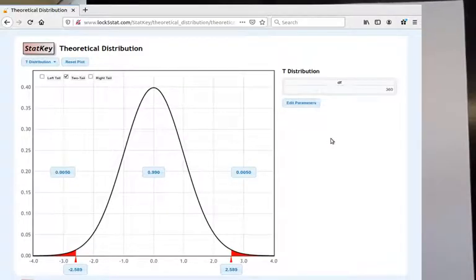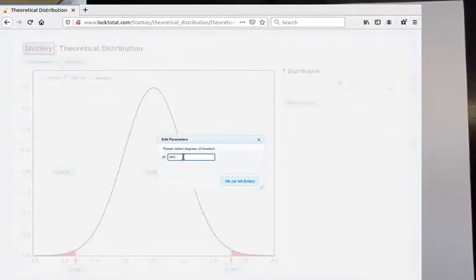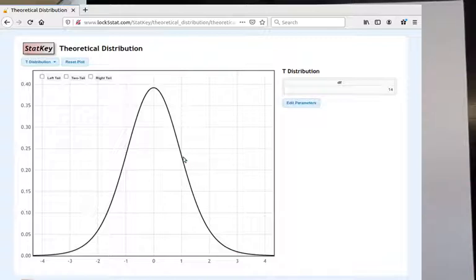There's StatKey. The warning that I gave you last time still applies. It's very easy to forget to change that number. The sample size here is 15, so I've got to change it away from 360, what it was in the last problem, and change it over to not 15, but 14. Okay. And again, it looks a lot like a normal curve, but it's slightly different, a little smaller on the top, a little bigger on the edges. Anyway, it's a little different.